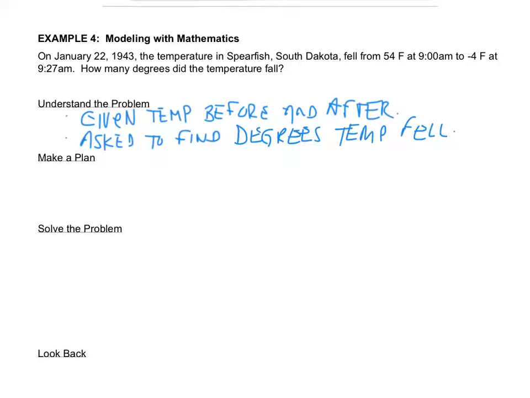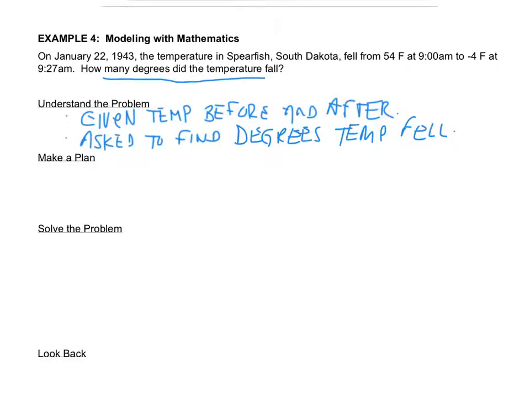We are given the temperature before and after. We're given that it was at 54 and it went all the way down to negative 4. We're also asked to find the degrees that it fell. Now, in this case, do we care that it was January 22nd? No. 1943? No. Time doesn't really have anything to do with anything either. Sometimes they do, sometimes they don't. But in this case, all we're really being asked to do is find out how many degrees did the temperature fall.